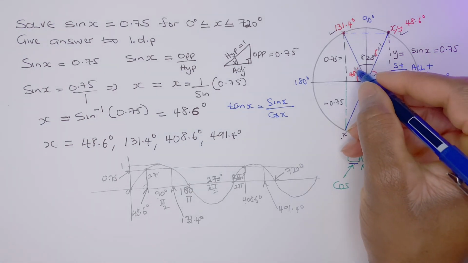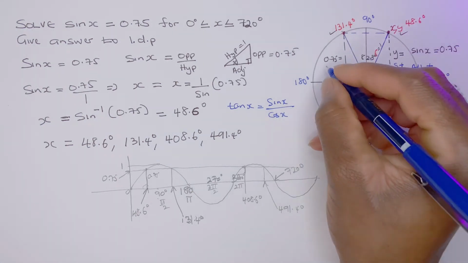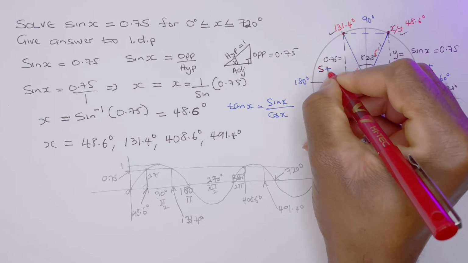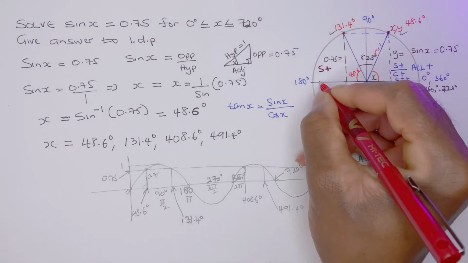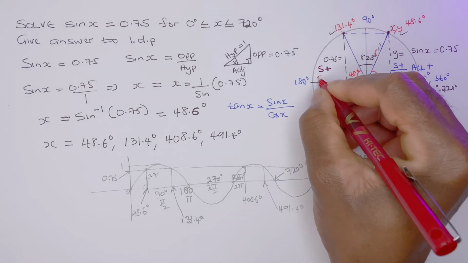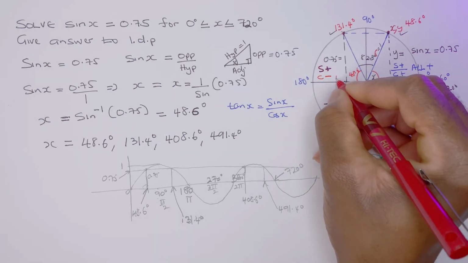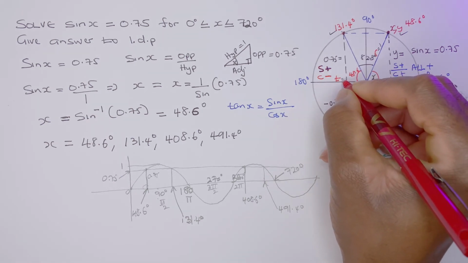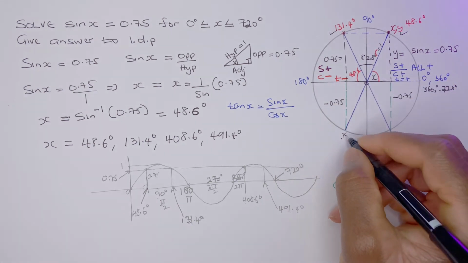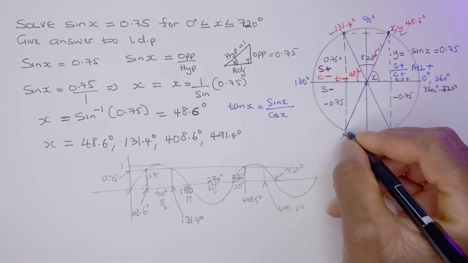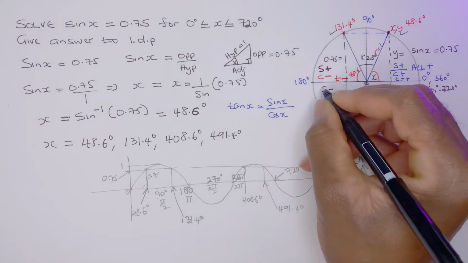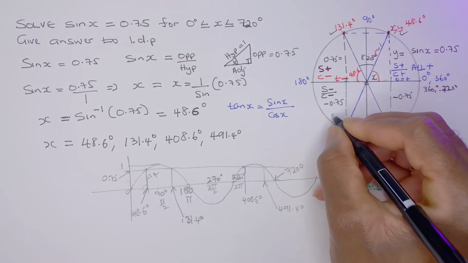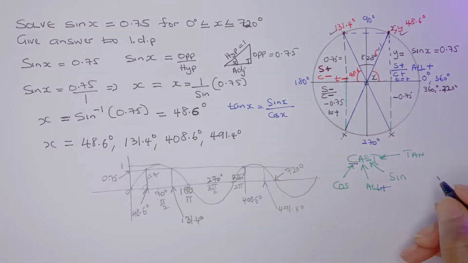So that's what the A stands for, all positive. And here the y value is positive, so sine is positive. And here is the x value, that's negative. So cos is negative. And tan is basically sine over cos. Positive over negative, tan is negative. Y is negative here, so sine is negative. And here is negative x. So cos is negative. And tan, if you divide sine over cos, you get positive. So that's tan here.